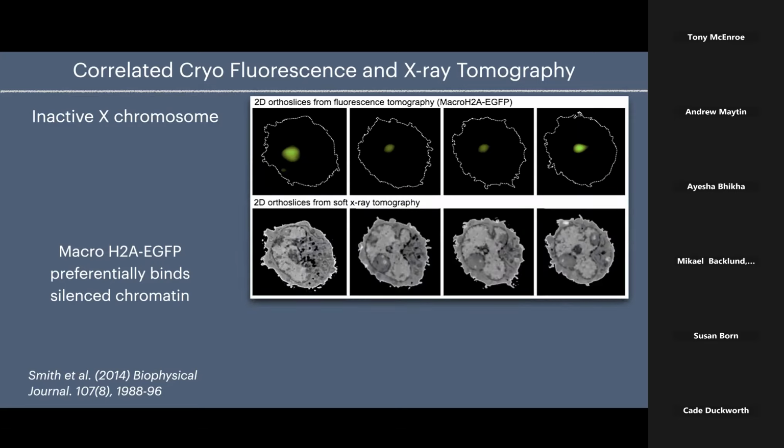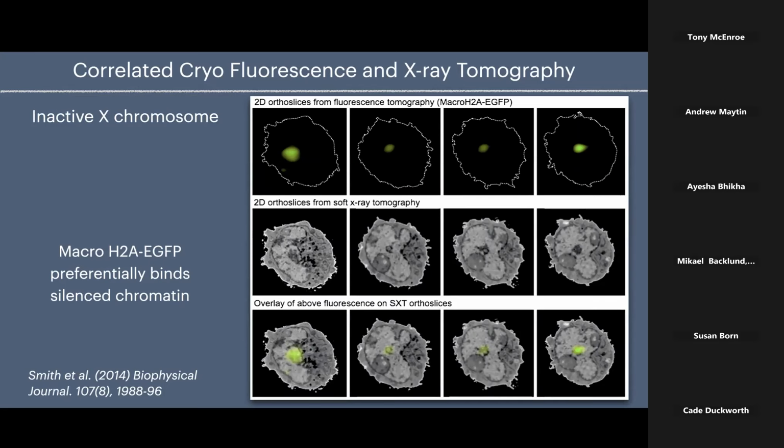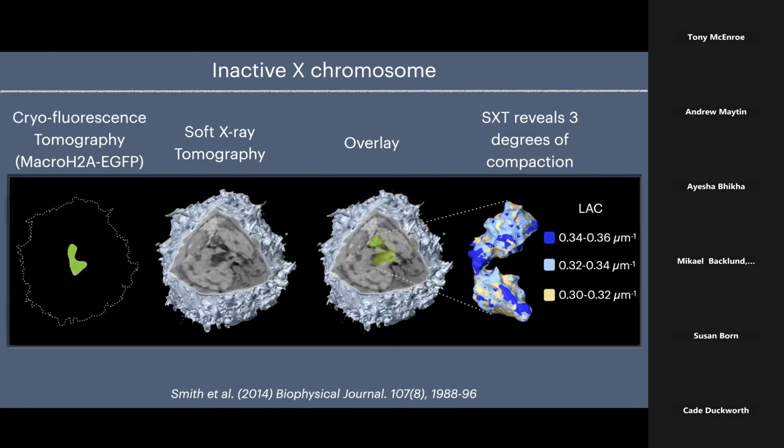You can see now you know exactly where it is in the X-ray. Don't even need to do the overlay, the highly absorbing structure. But the overlay does prove that that is the inactive X chromosome. And what you can see is there are 3 different degrees of compaction within that inactive X chromosome. 0.34 is the most highly absorbing, that's the darkest, the most highly absorbing structure in the chromatin, in the inactive X.